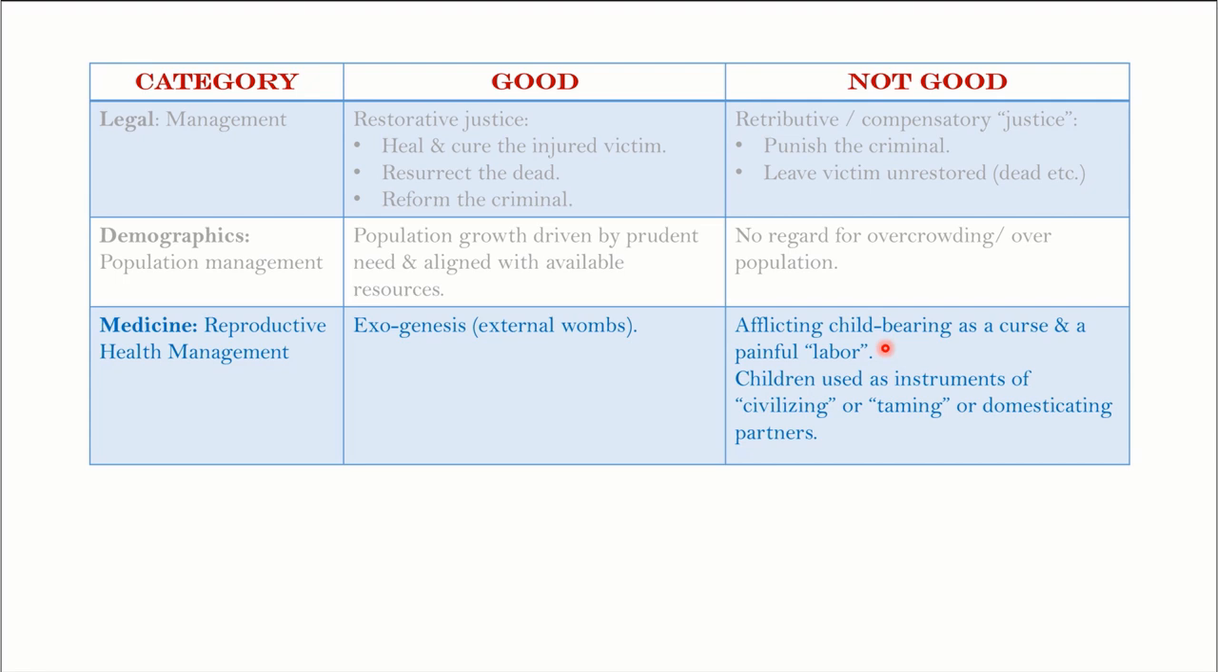Since we have not overcome mortality and we do need to replenish our numbers, the solution is to use exogenesis, or the use of external wombs to birth children in a controlled and manageable fashion.